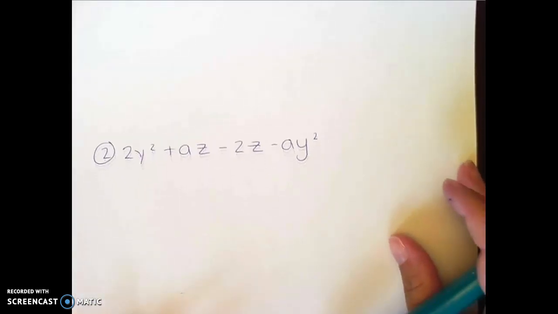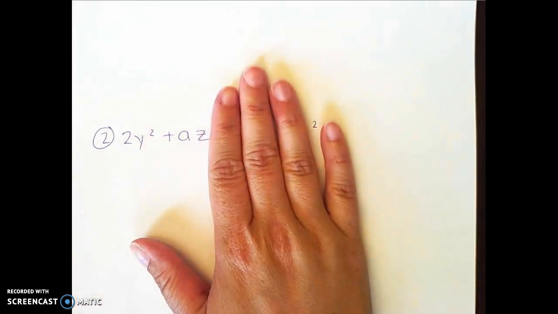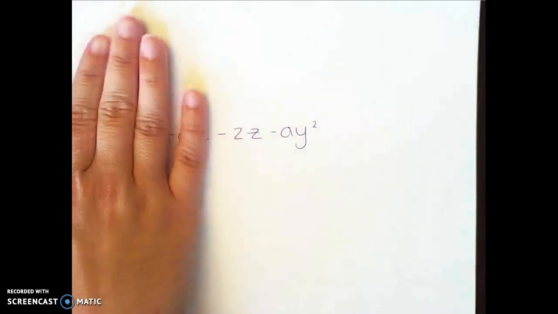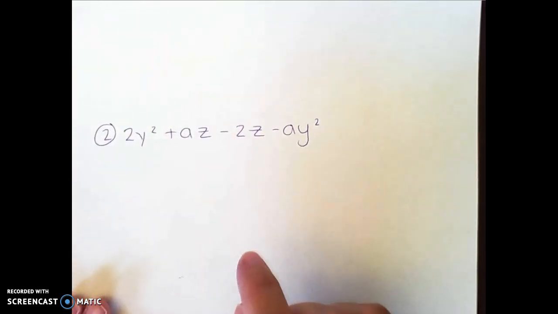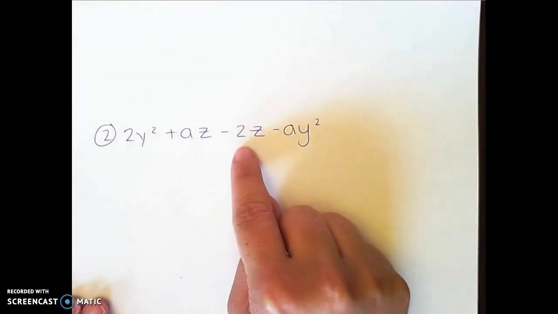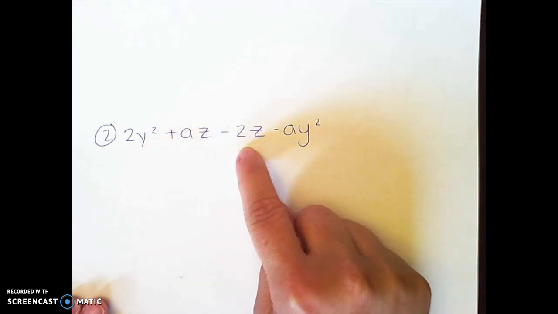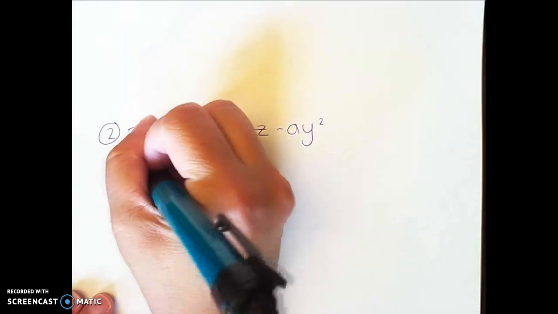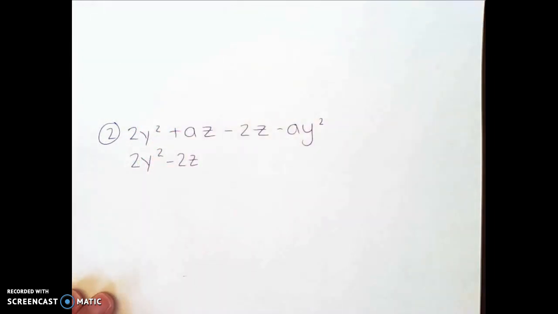Okay, in the second example, if I group my first 2 terms together, you'll notice that they don't actually have any common factors. And the same thing happens with my second 2 terms. There are no common factors here. So I'm going to have to do some rearranging. And what I'm noticing is that if I group the 2y squared and the negative 2z together, I'll have a common factor of 2. So I'm going to rewrite this as 2y squared minus 2z.